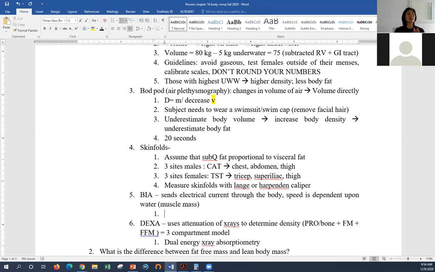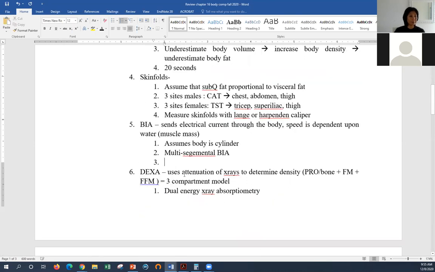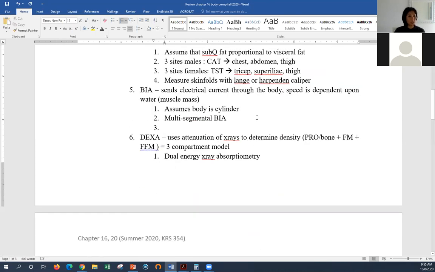And the traditional BIA and the handheld Omrons and the Tanita scale, which you stand on, it assumes that the body is a cylinder, right? And there are segmental BIA machines, which are going to break down the body into 4 limbs and the trunk. So this model would assume the body is broken down into 5 cylinders.